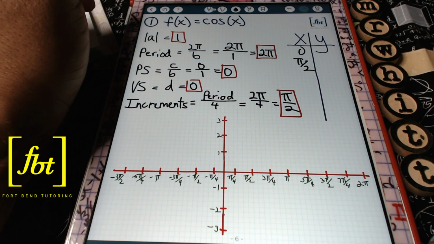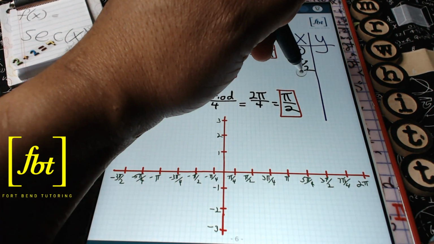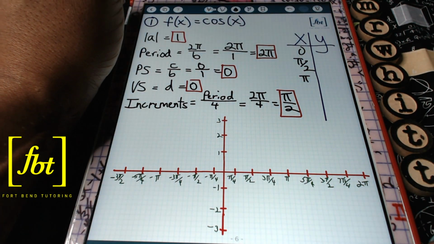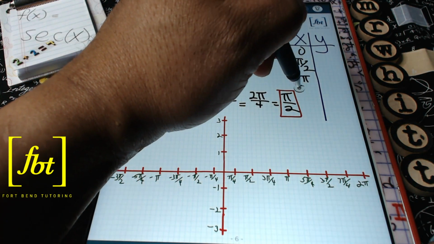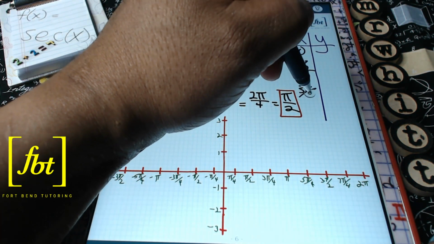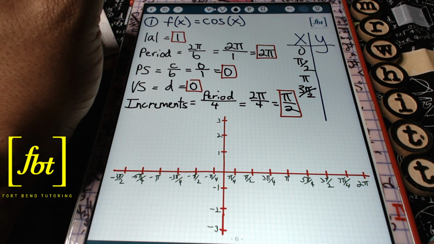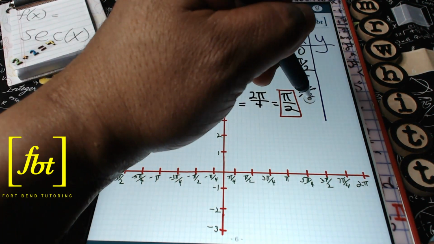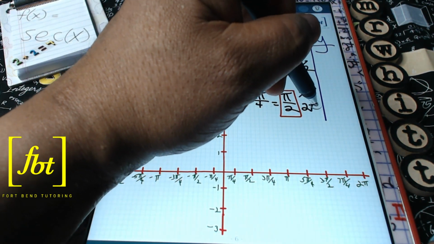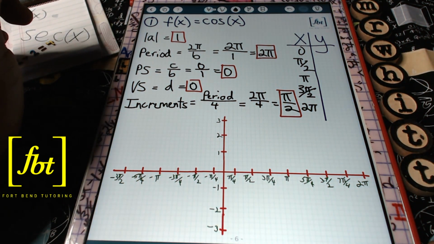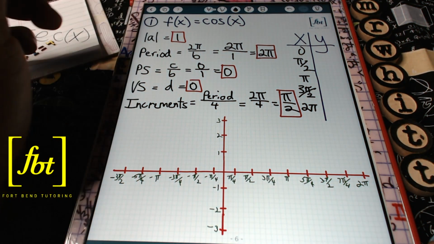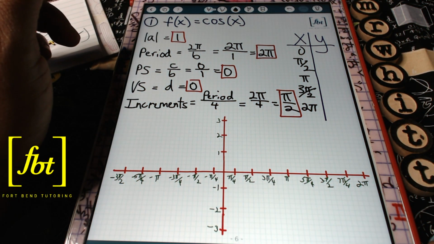And then we add pi over 2 plus pi over 2. That gives you pi. Then adding pi over 2 to pi, you end up with 3 pi over 2. Like so. And then finally, 3 pi over 2 plus pi over 2 gives you 2 pi. So these are going to be the 5 values of x that we'll be plugging into this cosine function to help us graph the secant function.